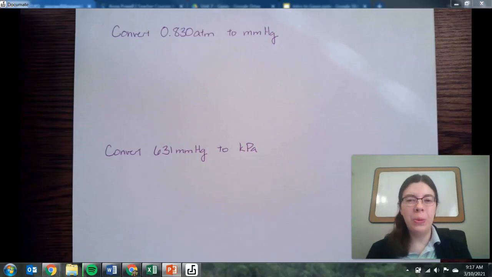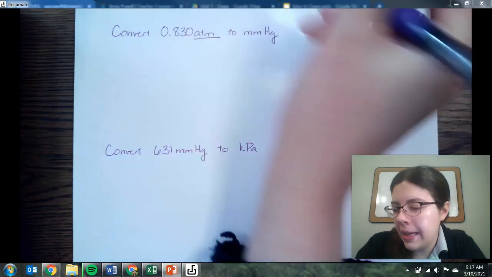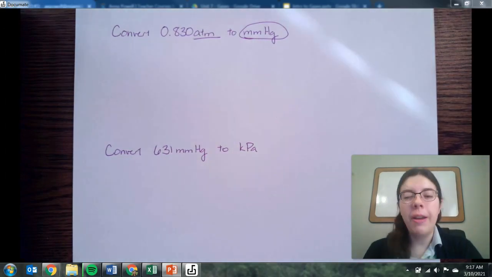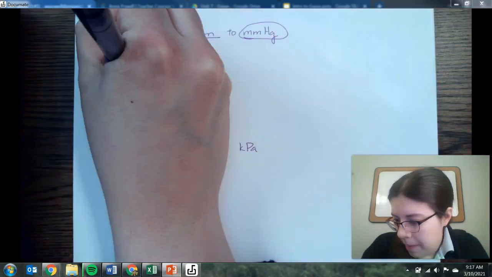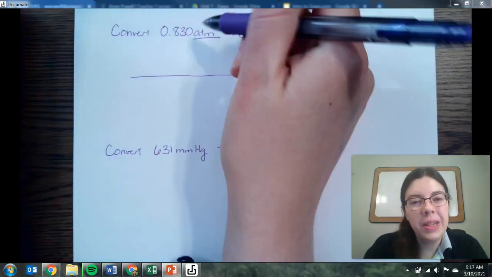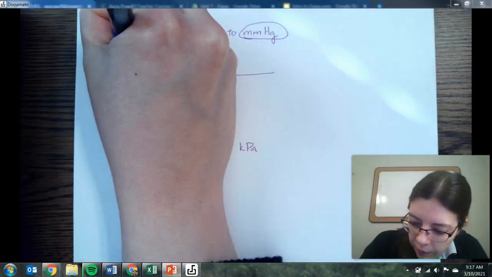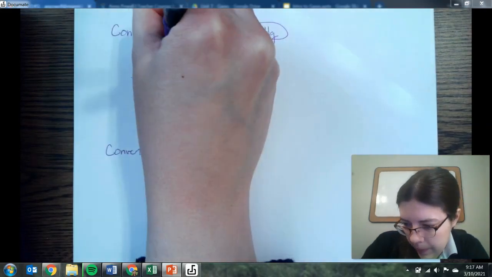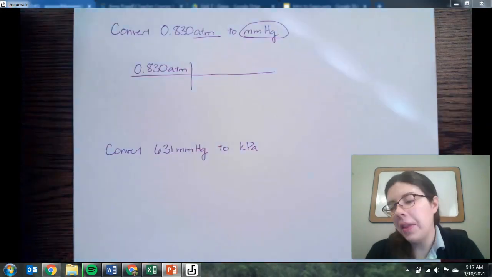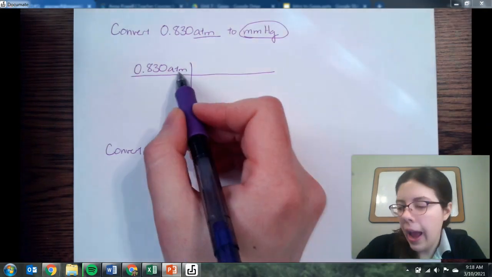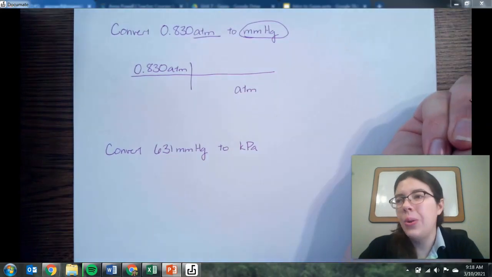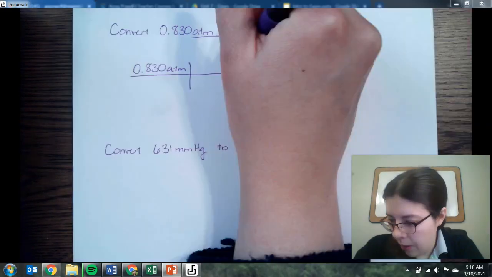Okay, so let's go ahead and try these 2 different conversion problems. For the first one, I am given the unit of atmospheres, and I am asked to find the pressure in millimeters of mercury. So just like always, I'm going to set up my factor label table. My given, 0.830 atmospheres, is going to go into the first spot. And then because I need my units to cancel on the diagonal, if I have atmospheres up top, I need the unit of atmospheres on the bottom. And then the unit I am trying to get to is millimeters of mercury, so that's going to go up on top.